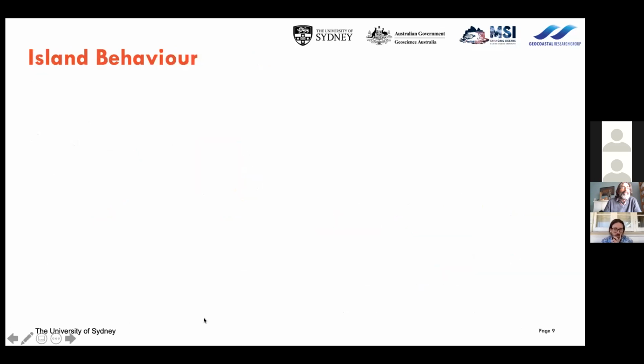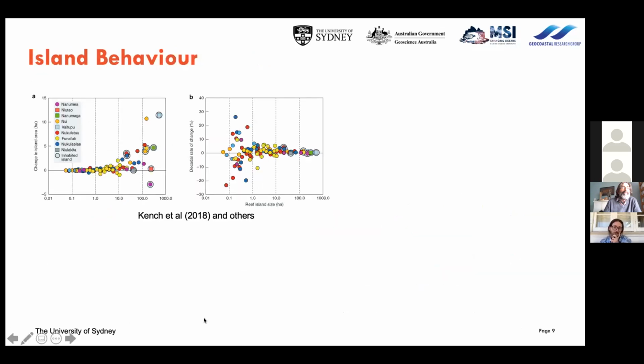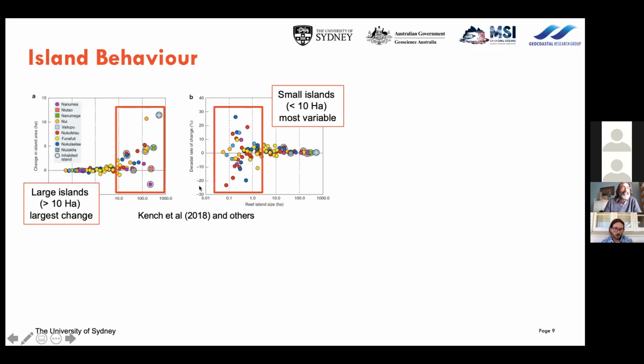Okay, so we've all seen this Kench figure multiple times, but basically it shows island size on the x-axis and island change on the y-axis. And basically we can see that although large islands have the largest change here, it's actually percentage change that is biggest for the really small islands. And that's what interests me, because a lot of the islands that I look at are smaller than 10 hectares. So those are the ones that are going to be the most variable.